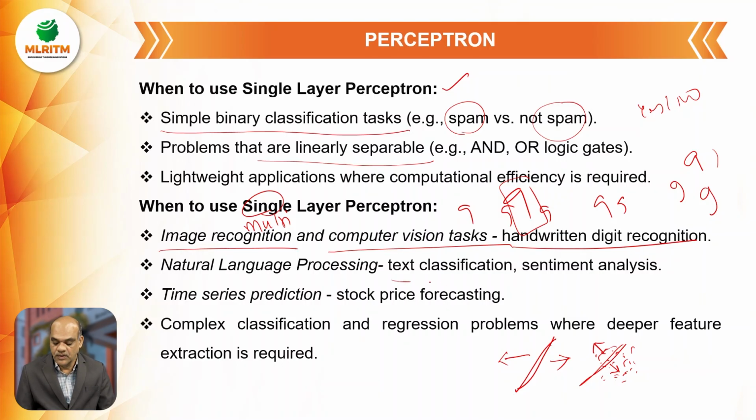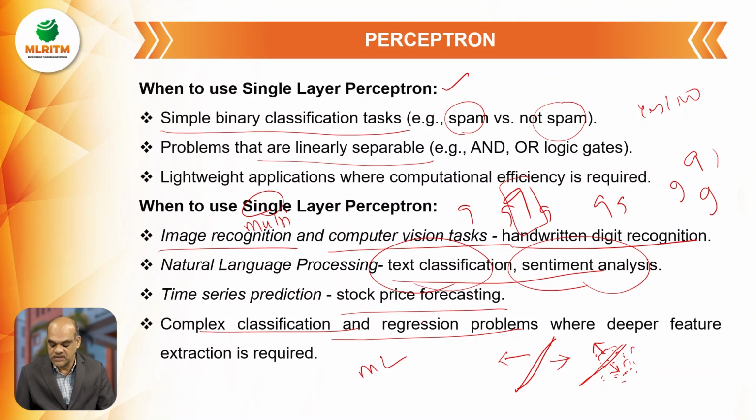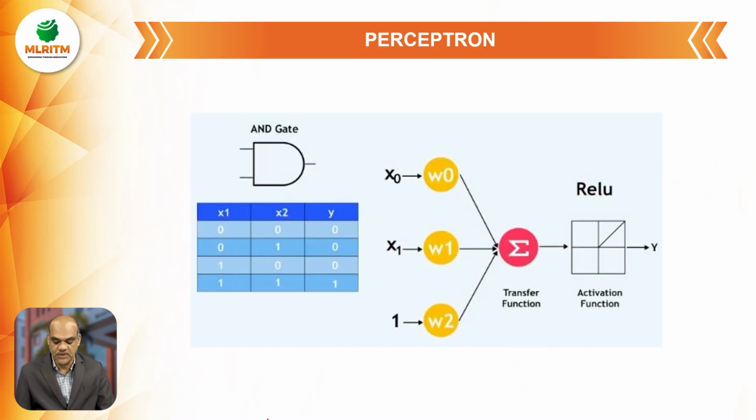At the same time, when you are applying LLMs, large language models, or social media sentiment analysis, or classifying text, in that case also we can apply it, and stock price forecasting. Then for classification and regression problems, that is, basic machine learning algorithms like classification and regression algorithms, where if you want to extract the features very deeply, if you want to extract a larger number of features, in that case also we can apply multi-layer perceptron.